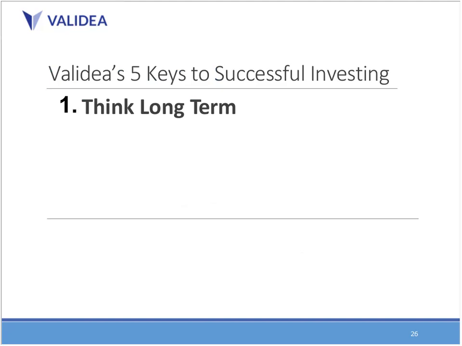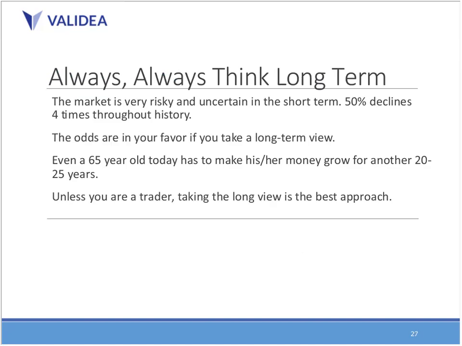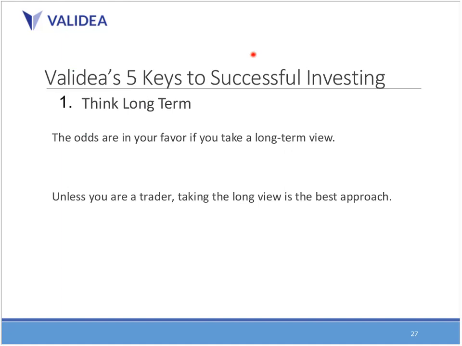In all of the investing that we've done, basically the long-term investor generally comes out ahead. The market itself is risky and uncertain in the short term. There have been 50% declines in the S&P 500 4 times throughout history, of which 2 times have been in the last 15 years. So it turns out, though, that the odds are in your favor if you take a long-term view. This is important for those of you who are over 65 years old. You really still have to make your money grow for another 20 to 25 years. So we found that taking a long-term view is the best approach.